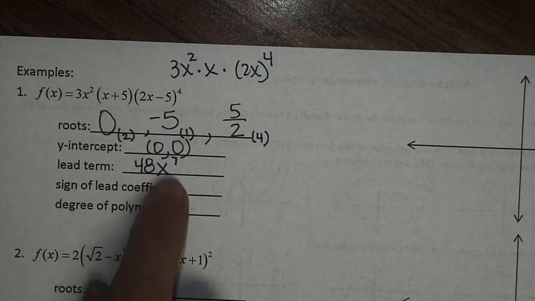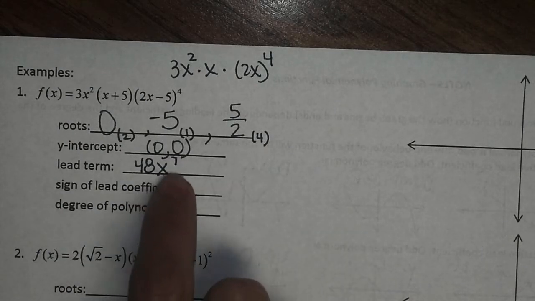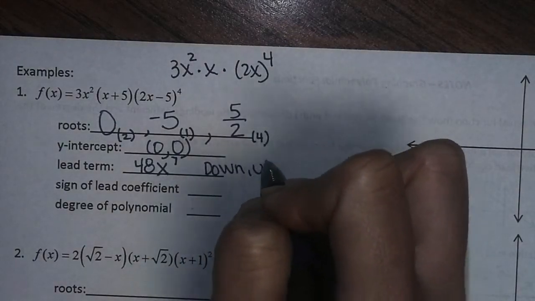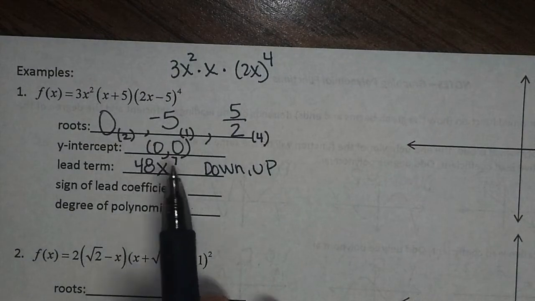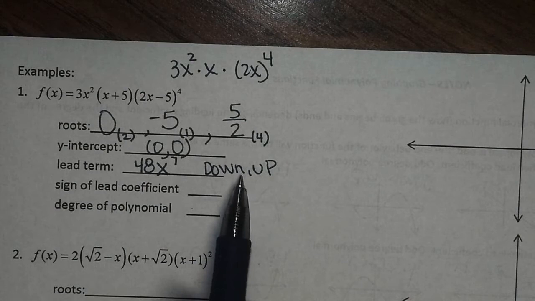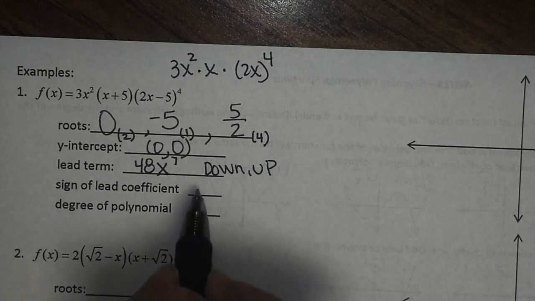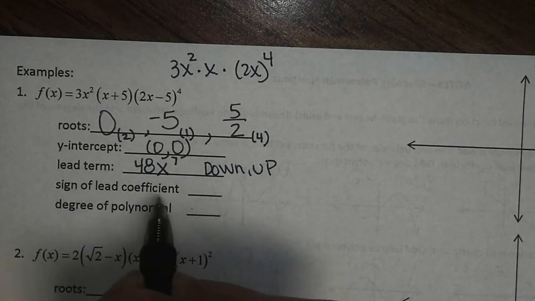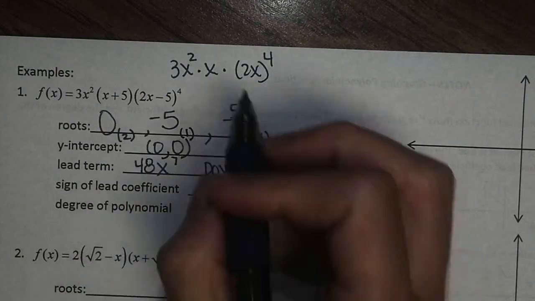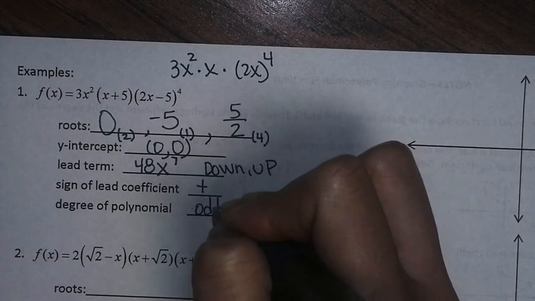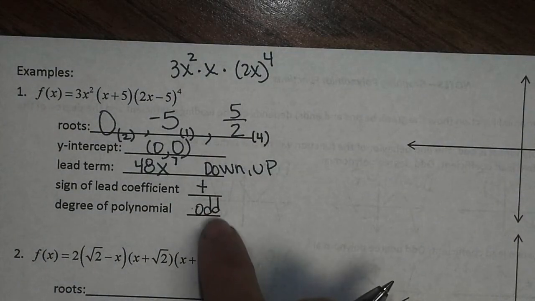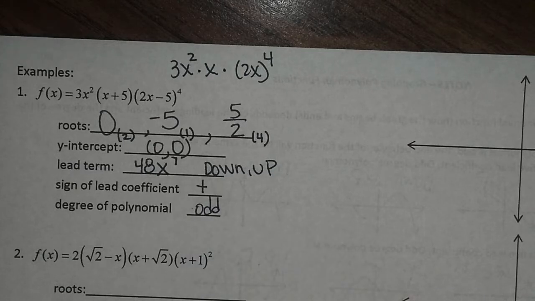So you need to remember the end behavior for those is down up, because it is a positive coefficient with an odd exponent. So it looks like a down up behavior. Oh, and I guess that's what I needed here. The sign of the leading coefficient is positive, and the degree of the polynomial is, you can just call it odd, or you can put 7 if you want. Either one is correct. So now that's all you need to graph.